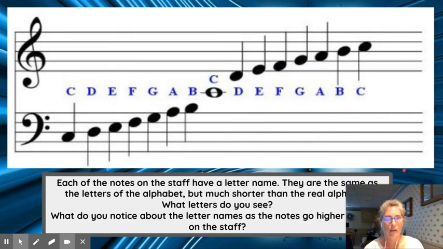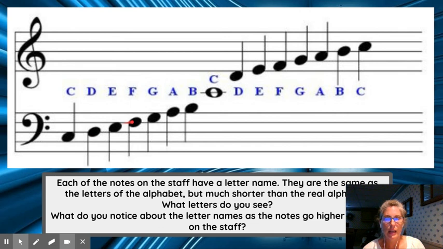Now, each of the notes on the staff has a letter name too. We can talk about it in terms of numbers, line, or space, but they also have a letter attached to them. They're the same as the letters in the alphabet, but we use a much shorter alphabet. If we looked at here, we'll start just at this note right here. Of course, notes can go lower, but let's start with this one.